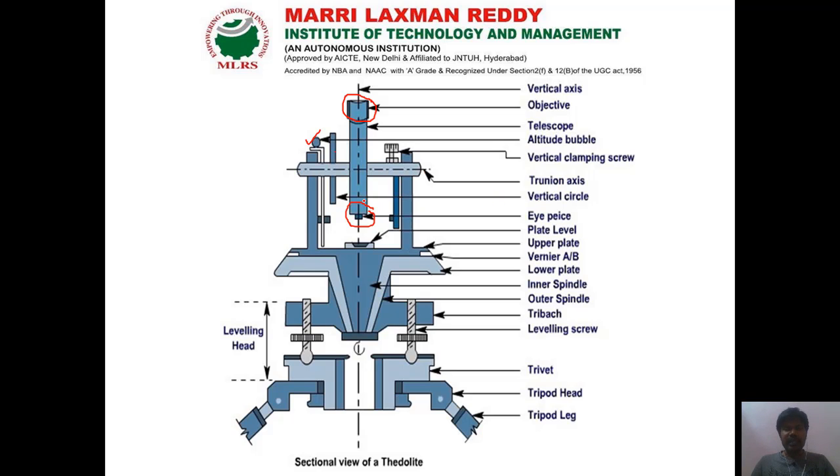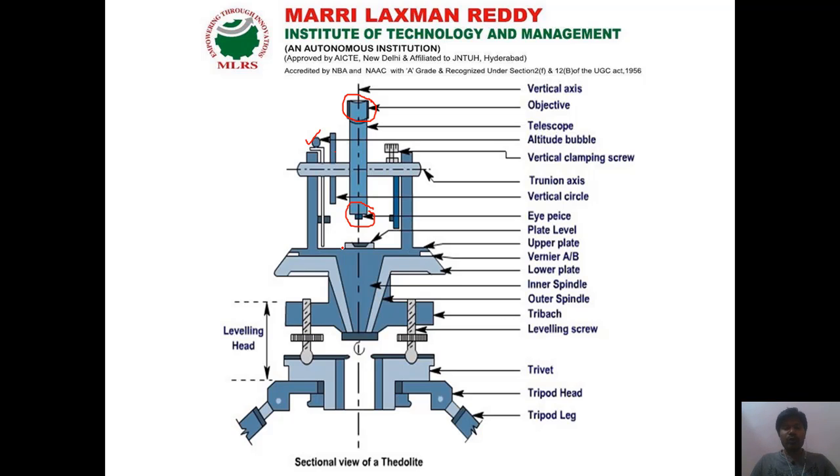Okay, next the vertical circle. It consists of a 0 to 180-degree angle, so that we can use it to measure the vertical angle with the help of the vernier scale. So for that we are using the vertical circle. Next, the plate level. Here one level, one bubble tube is there. That is called the plate bubble or plate level.